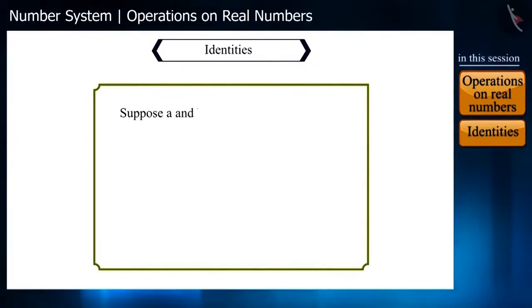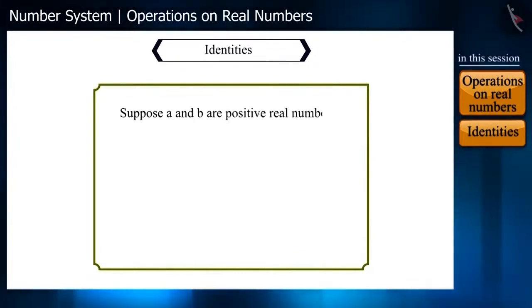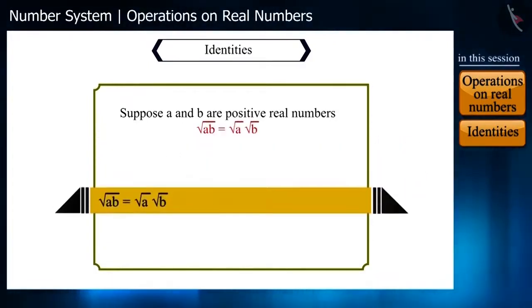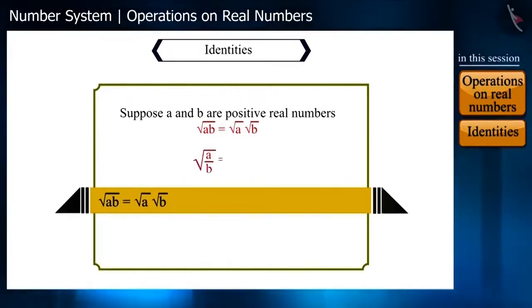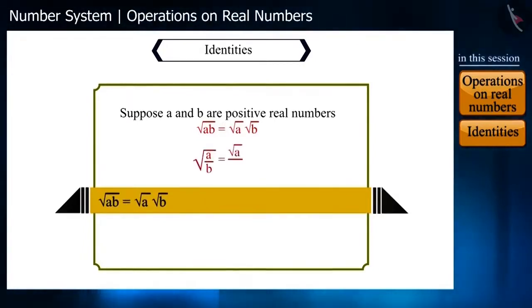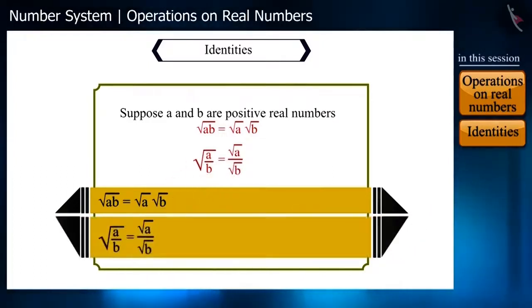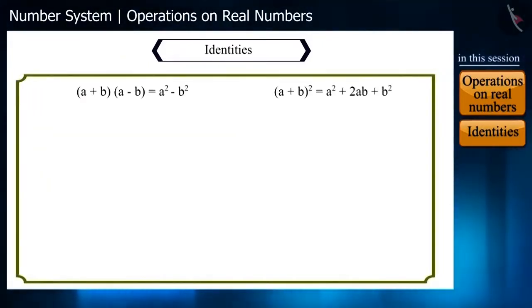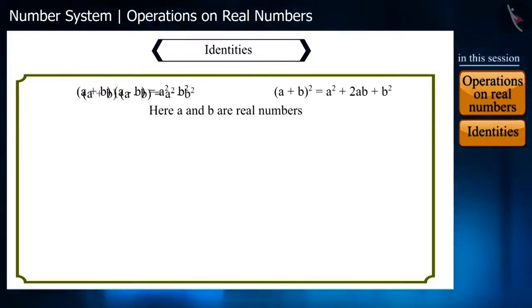Consider if a and b are positive real numbers, then root ab will be equal to root a multiplied by root b. Similarly, root a by b will be equal to root a by root b. Friends, you're familiar with these 2 identities. Here, a and b are real numbers.